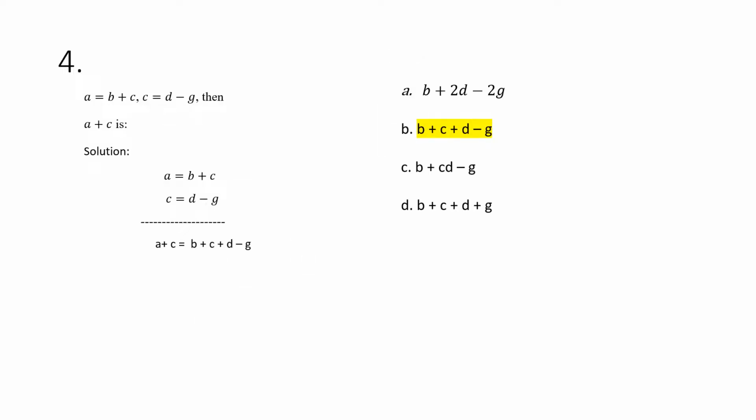Okay, number 4, we are required to find an expression for a plus c, given that a is equal to b plus c and c is equal to d minus g. So what we do is write a equal to b plus c as the first expression and c equal to d minus g as the second expression, and then we add up all values on the left and all values on the right. So a plus c will be equal to b plus c plus d minus g, giving us the answer as option B.